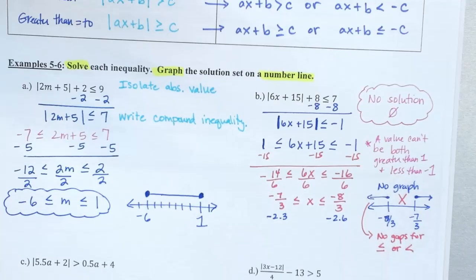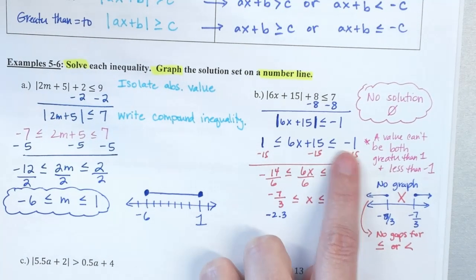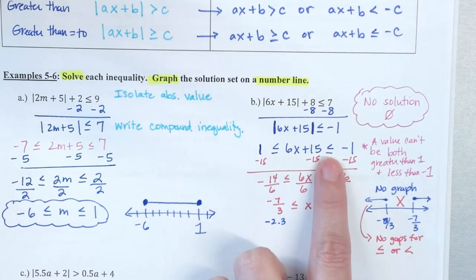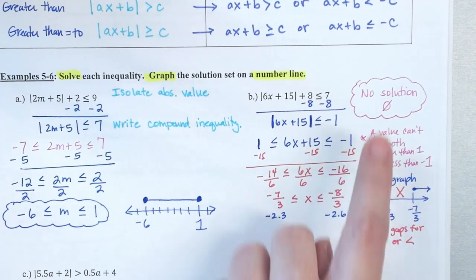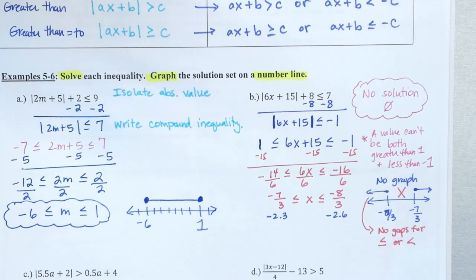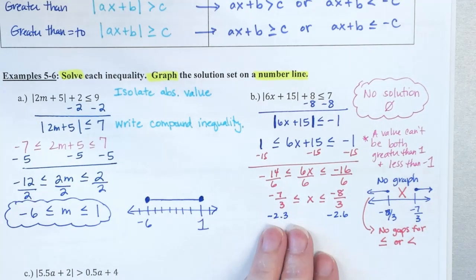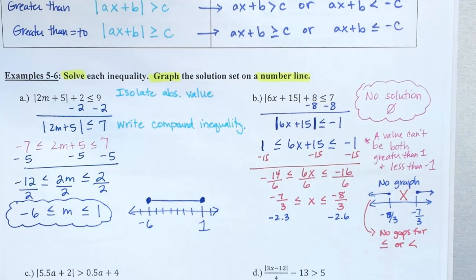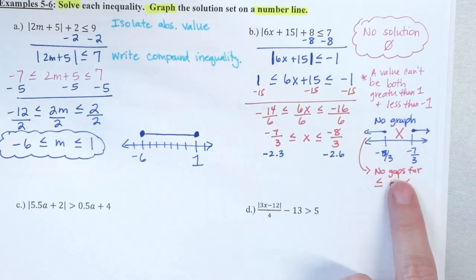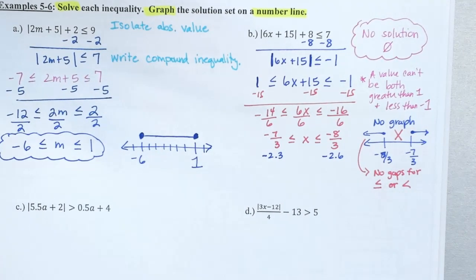So if you get one of those on your homework, you may realize it here. You can just say it can't be both. There's no solution. If you go a little further, it's okay. You don't have to. Now, you can have gaps in your graph if it's or. You just can't have it for the and situations, which are the less than.